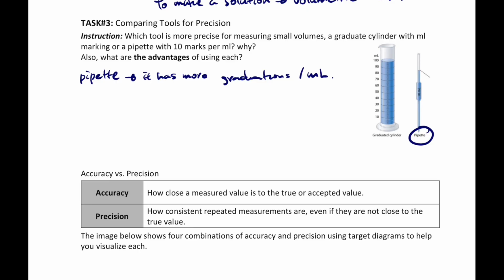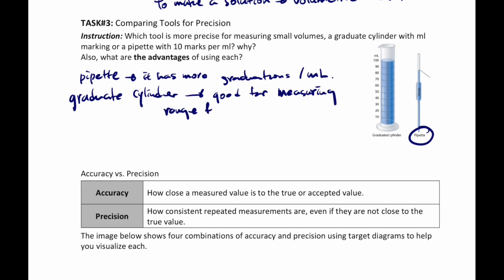Okay, also there's a part where the graduated cylinder is actually better for measurement than the pipette. So let's talk about the advantage of using each, right? When we use a graduated cylinder, it's easier and faster to use for general measurements, and then they are good for measuring a range of volumes.